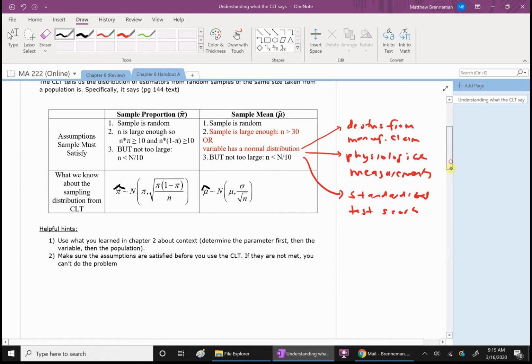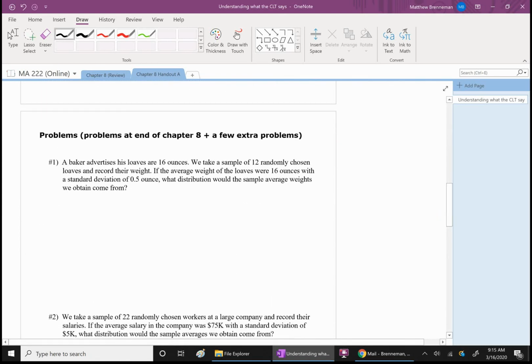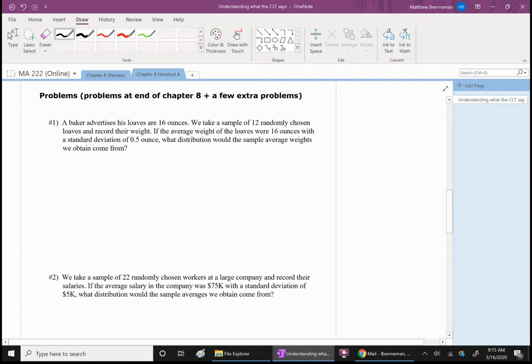So I want to take a look at a few of these problems, and let's work through them. I'd like you to stop the video and read the first problem, please. Okay, so the first thing we want to do is get a handle on the context.